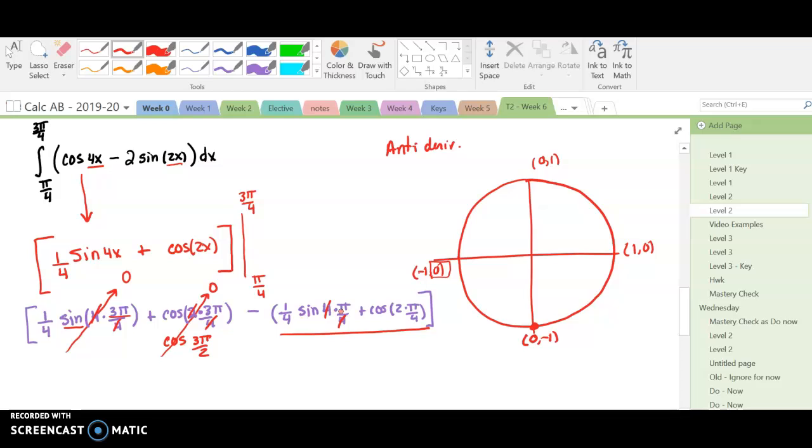Cancels out. Sine of pi is going to be 0. And 2 pi over 4 is the same as pi over 2. Cosine of pi over 2 is up here. It's also 0. So in this case I had 0 plus 0 minus 0 plus 0 for a total of 0. They don't all come down to 0, but oftentimes they come out to something pretty simple.